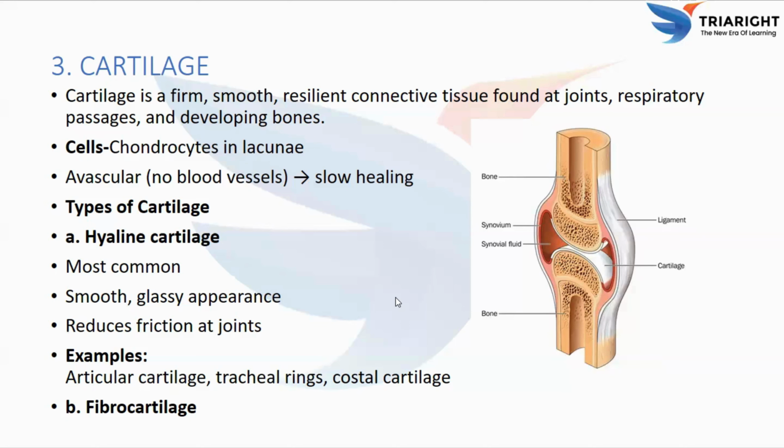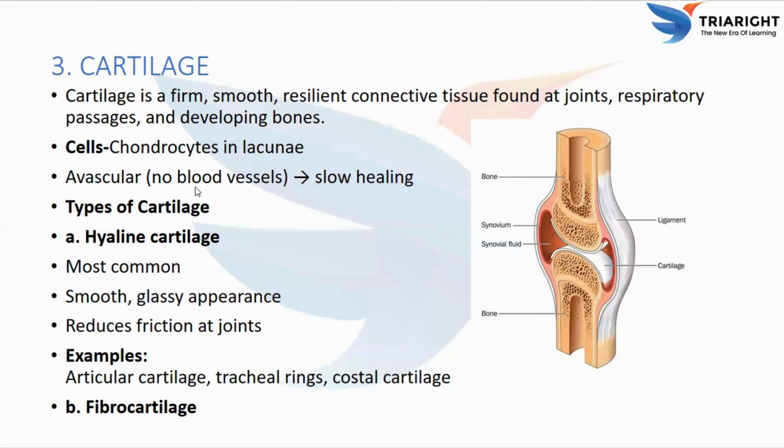This cartilage is always slow healing, and it has no blood vessels, meaning that nutrients reach the cells very slowly. So cartilage injuries take longer to heal. Unlike muscles or bones, which have a rich blood supply, cartilage can't heal faster. There are three types of cartilage: the hyaline cartilage, fibrocartilage, and the elastic cartilage.